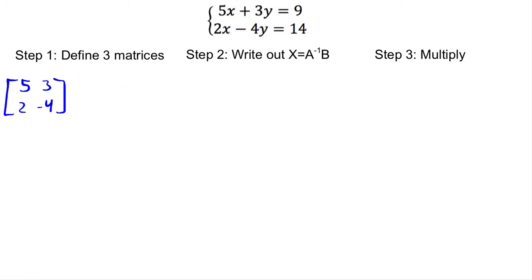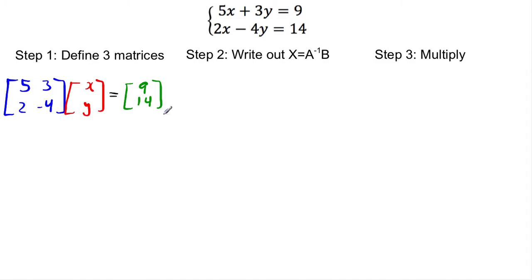Now the next matrix we're going to have is going to be our matrix of variables. What are our variables? Well, we have x and y. And so if you think about multiplication, this is actually multiplication. Notice here I would have 5 times x plus 3 times y. Well, that's what I have. And then the other matrix is our matrix of constants, so our solutions, which is here 9 and 14.